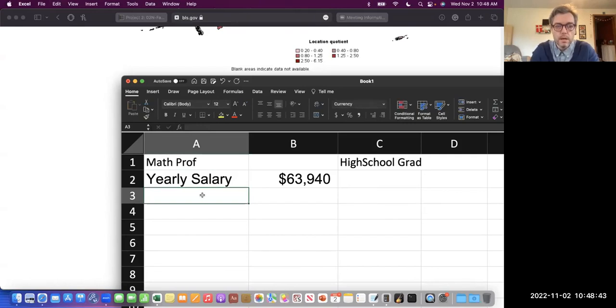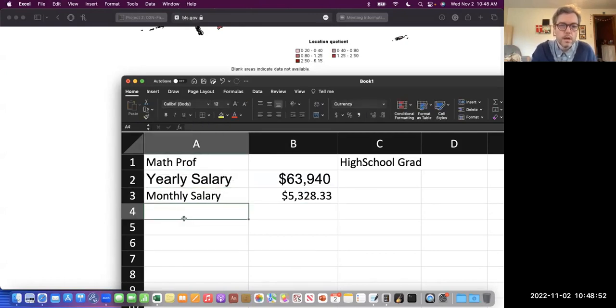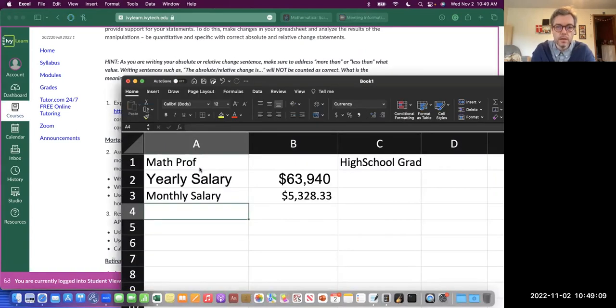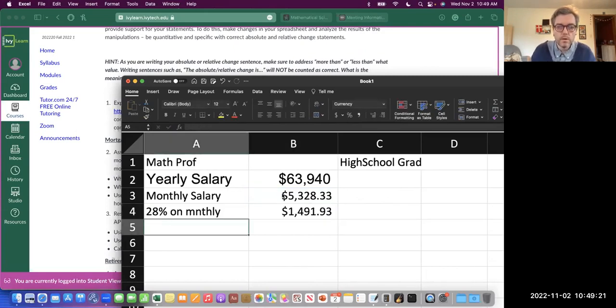Let's do monthly salary equals divided by 12. Okay, that's their monthly salary. Now, the project, let's go back to the project. The project says that we're going to spend 28% of our monthly salary on our mortgage. So let's do that. So 28% of monthly equals times 28%. Okay, there's our monthly. All right, so looking good.